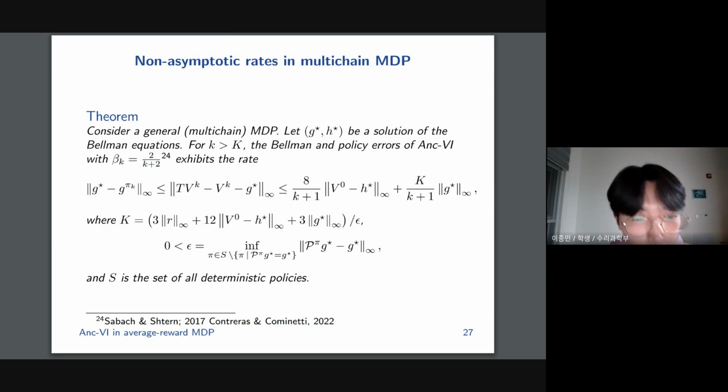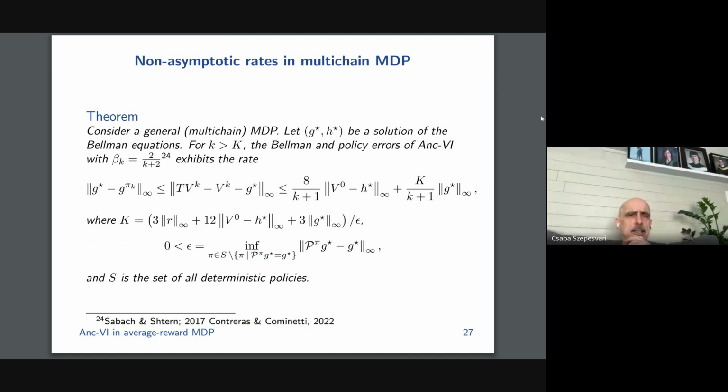But here in this theorem, we show that epsilon is always bigger than 0, and hence the capital K is always finite. And since this capital K is determined by the transition probability, this rate is indeed a non-asymptotic rate. Yes, I finished.